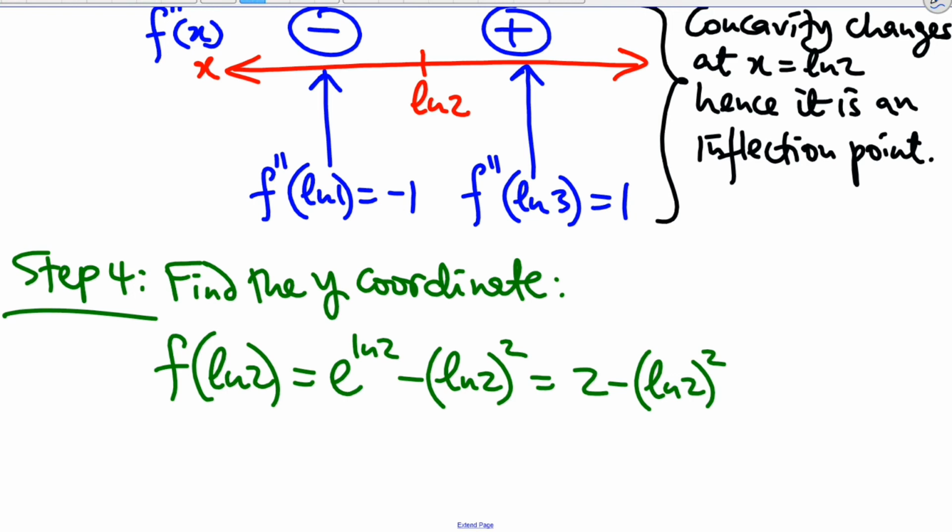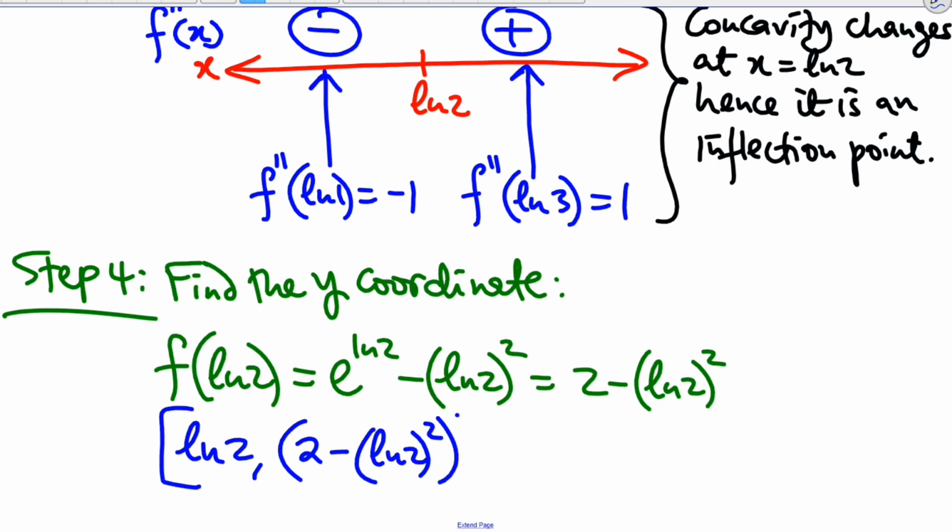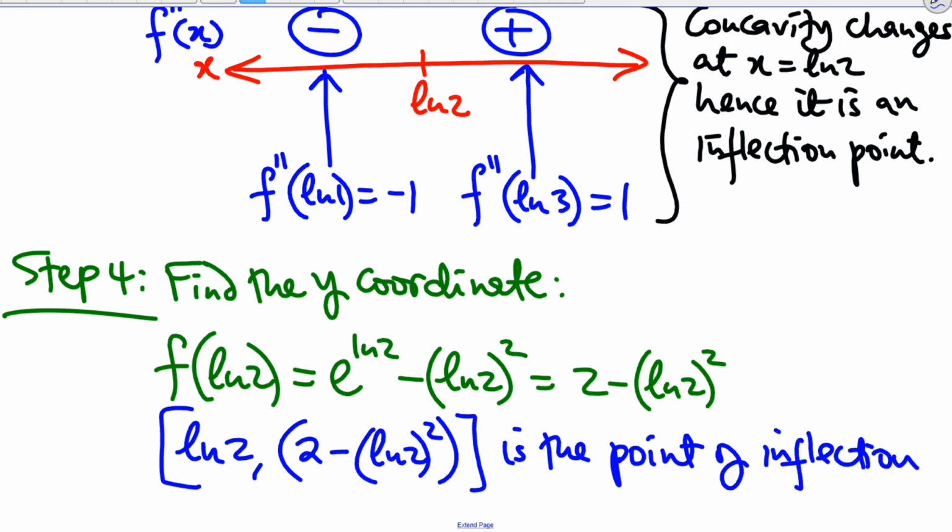So which means that we can finally finish up. We can say that the point of inflection is ln2 and 2 minus ln2 squared. So basically this point here is the point of inflection. Okay, so you can just leave your answer in that form.